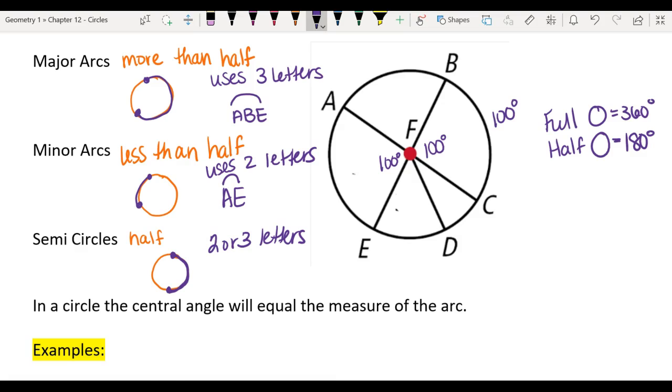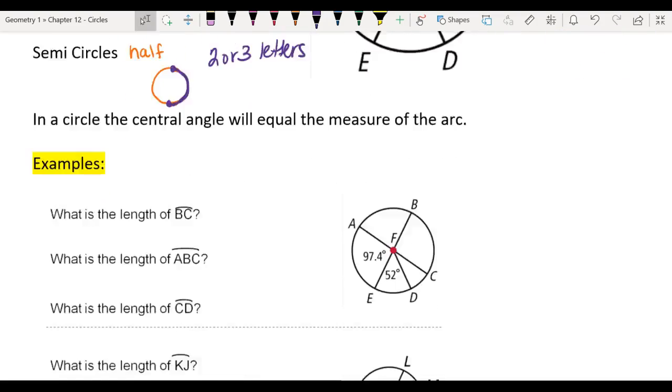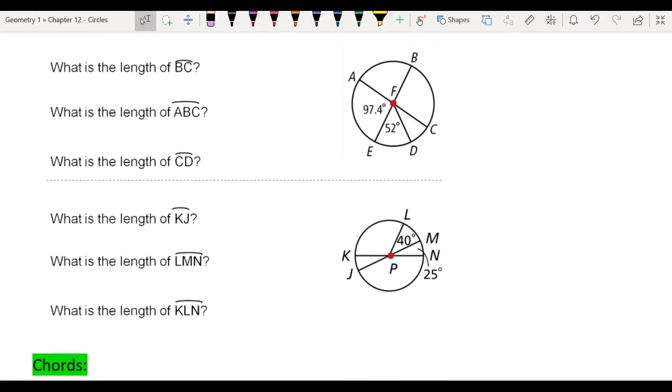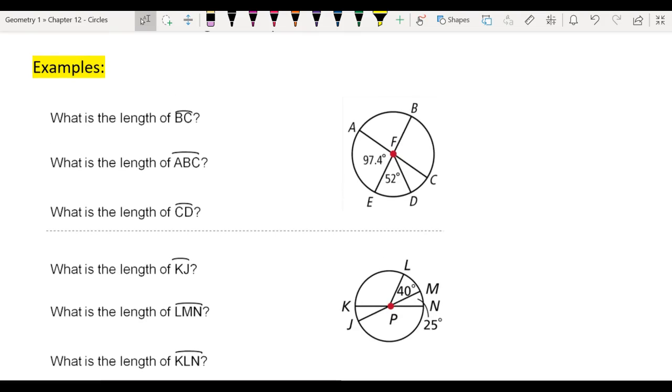All right, so let's jump down here and just do this first one. They didn't need to do the second one, so let's just do the first one, okay? This first one says, what is the length of BC? So they want to know the degree measure of BC. What would you tell them? Reagan?